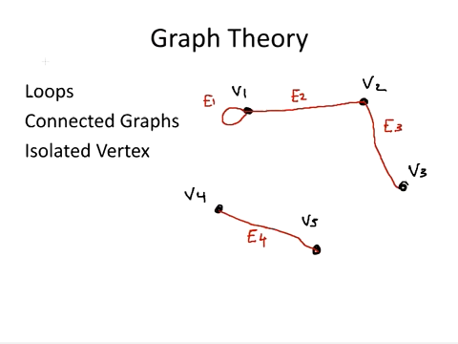A loop describes an edge that starts and ends with the same vertex. So for example, we have a loop here. E1 connects V1 back to V1. So we describe that as a loop.